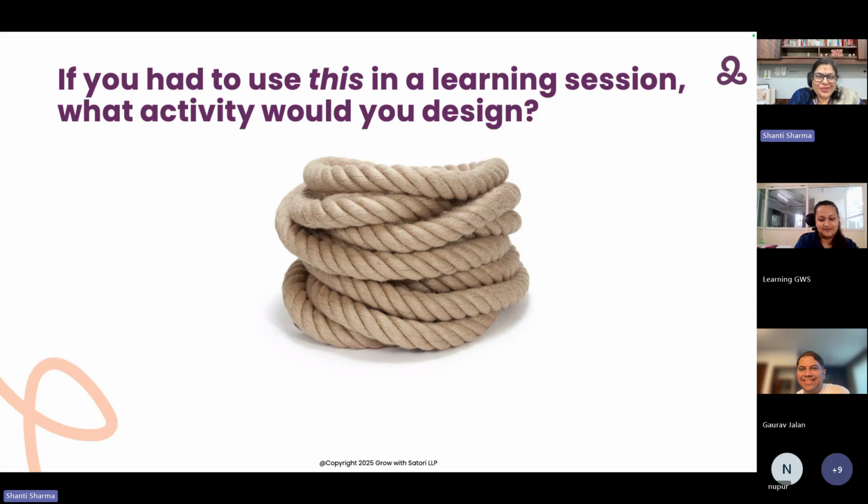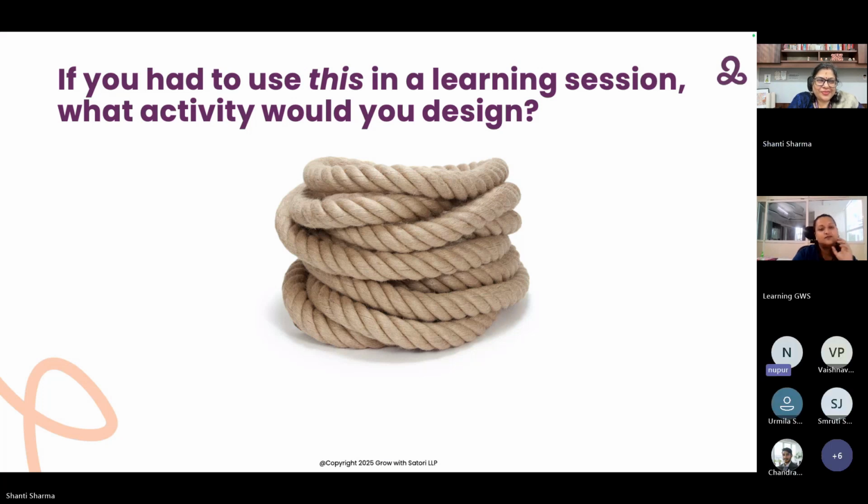What else? Yes, Nupur. I've not tried it before, Shanti, but I'm just thinking about it. Maybe just using the rope to create a circle, especially if it's a leadership team workshop, and having them reflect on certain questions and decide whether they want to be inside the circle or outside the circle, and use that as a reflection activity.